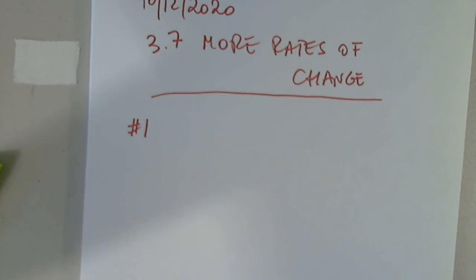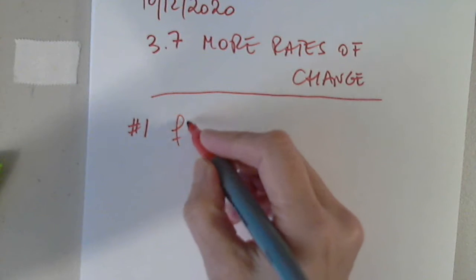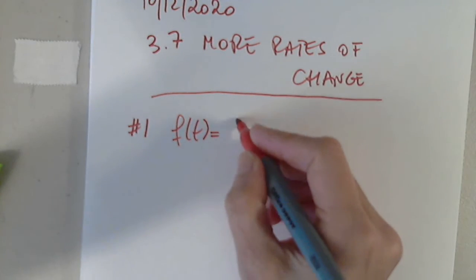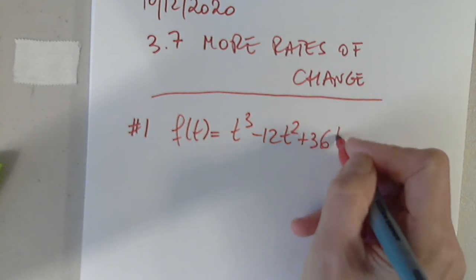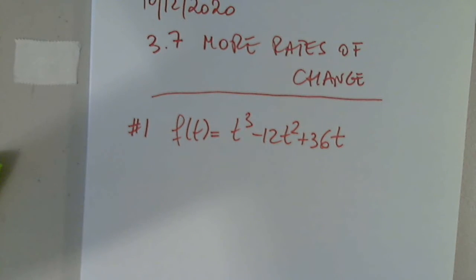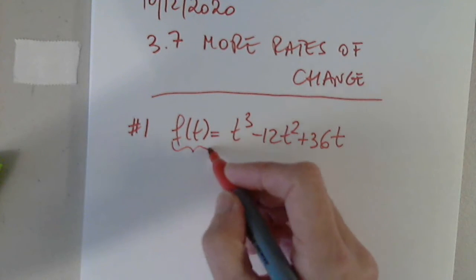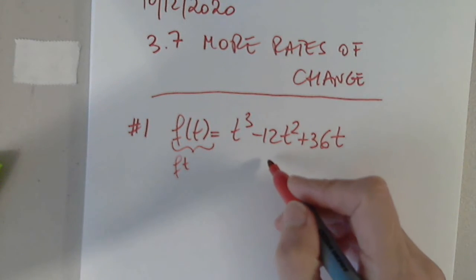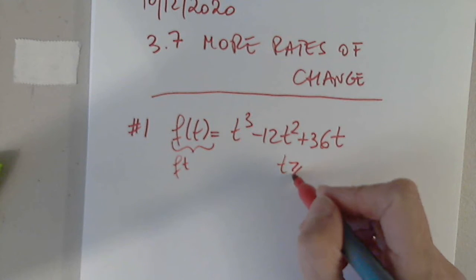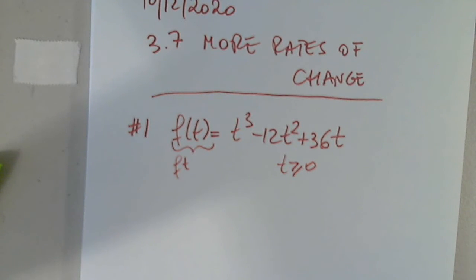So let's copy the function that is given to us. So this is f of t, which is t to the third minus 12t squared plus 36t. So this is the equation of motion. It's a law of motion. So this is measured in feet. It's the distance. And time, of course, is greater than or equal to 0, and is measured in seconds.